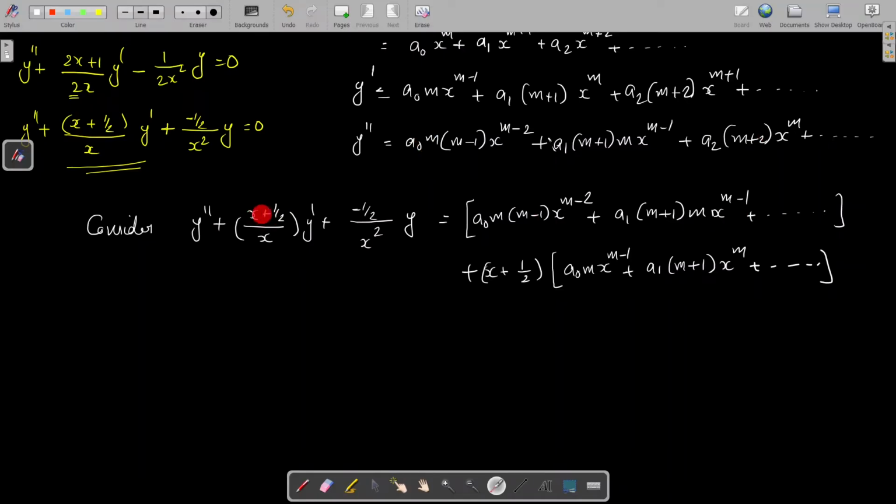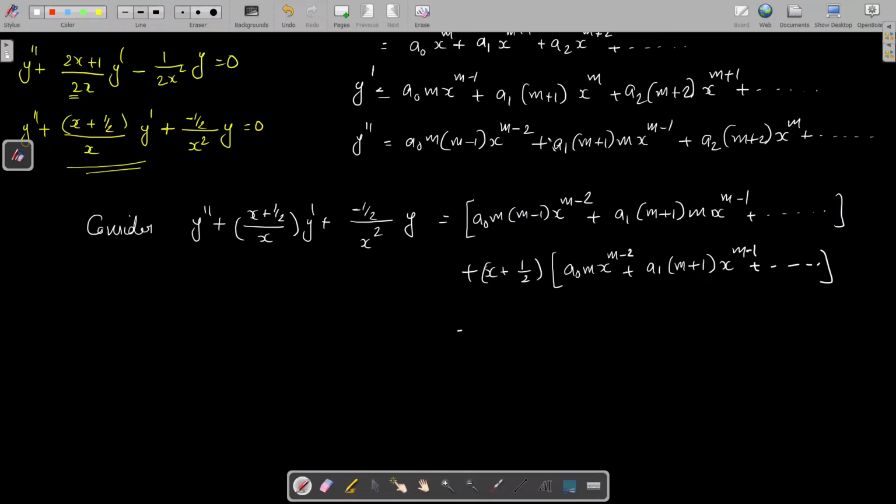So here we have (x plus half) into (1 by x) y dash. So you divide y dash by x, and now the numerator is x plus half into, then dividing the expression y dash by x, we have y dash is a naught m x raised to m minus 1. So again dividing by x, here we have m minus 2. So we have a naught m x raised to m minus 2 plus a1 into m plus 1 x raised to m divided by x. So here it is x raised to m minus 1 plus etc.